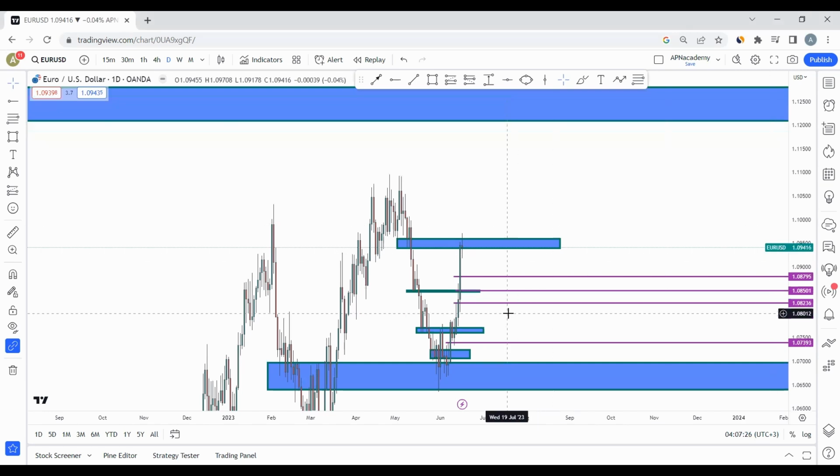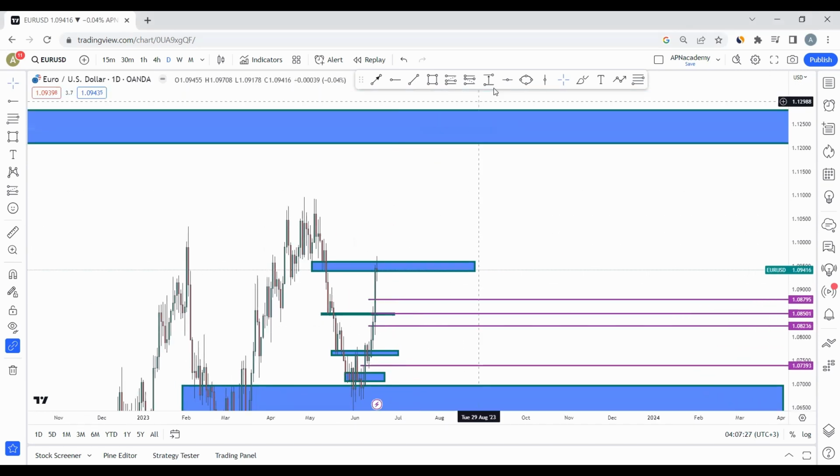So Euro USD and GBP USD are communicating the same thing. So I do expect a small pullback before we can continue. This pullback area is aligning properly with the previous lower high here. So if you want, you can mark these minor levels.